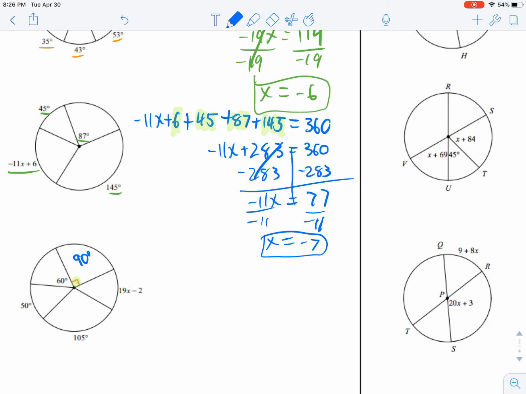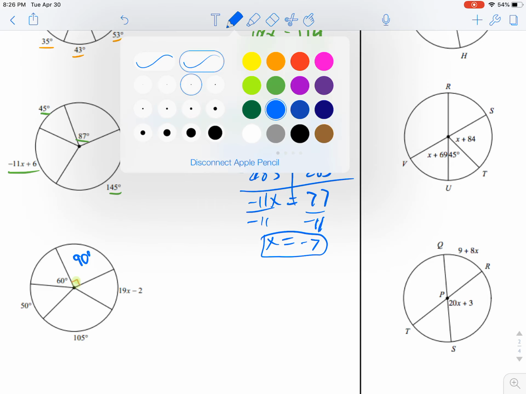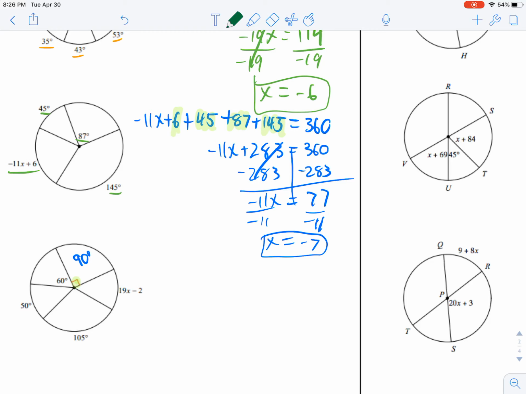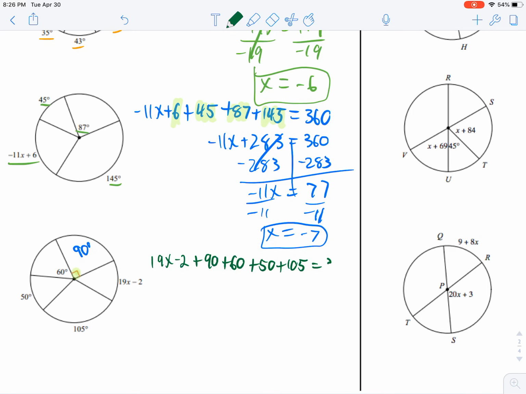Sometimes they'll throw them in there and you just have to know, hey, that's 90 degrees, and then you just put it in with the equation with the rest of it. Okay, so the rest of it we're going to put in. We have 19x minus 2 plus 90 plus 60 plus 50 plus 105 equals, how much was my total? How much was that whole circle worth? I put all those things together to equal 360 degrees.